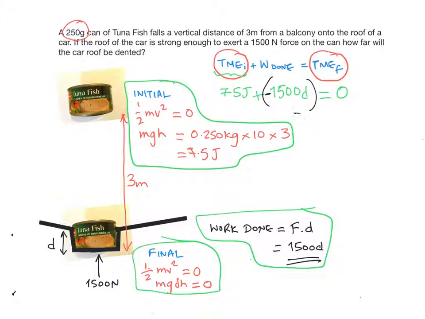Rearranging this equation, we have 7.5 joules equals 1,500 d, and therefore d is equal to 7.5 divided by 1,500, and that gives us a very small number. But of course, it has the units of meters.